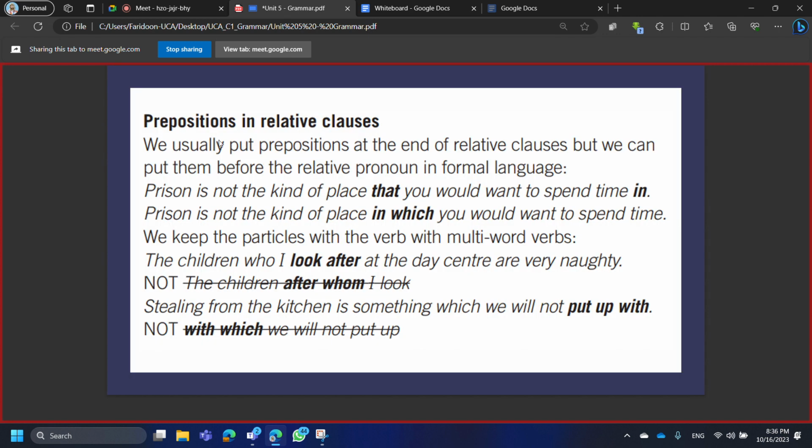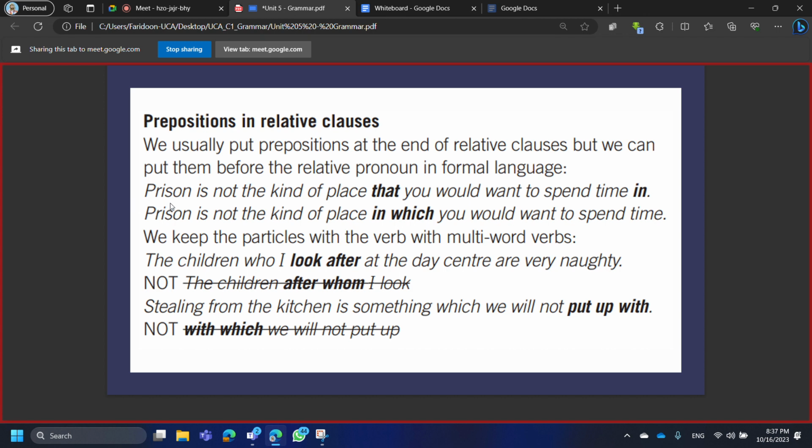Okay, so what about prepositions in relative clauses? I think we talked about it a little bit, but let's go over it. We usually put prepositions at the end of relative clauses, but we can put them before the relative pronoun in formal language as well. Meaning that if you put it before the relative pronoun like which or whom, it will be more formal. But if you put it at the end, it's just normal modern English, and everybody will like it.